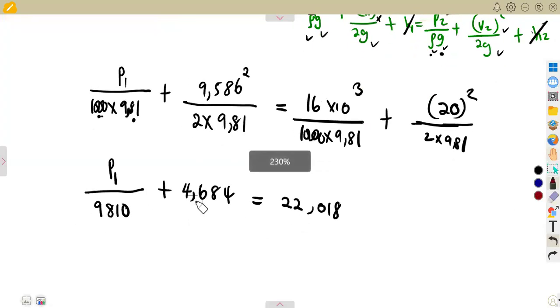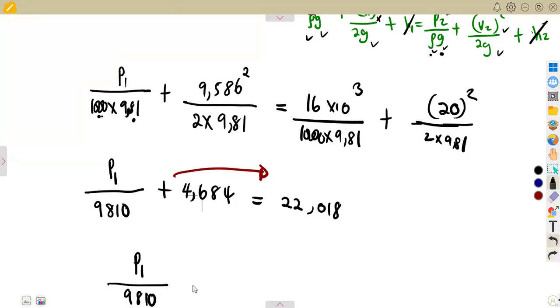All right, so we can transpose this to the other side. It becomes a negative. So we're going to remain with the P1, which is the one that you want to calculate. So it's going to be P1 over 9,810 is equal to, if I transpose this, that means I'm going to subtract. It was a positive. So on this side, it is going to carry a negative 4.684, like this. So that means we are going to have at the end 17.334. So to find P1, what are we going to do?